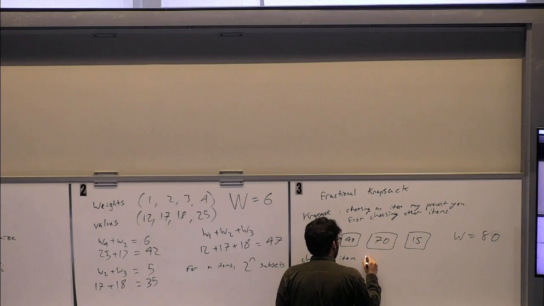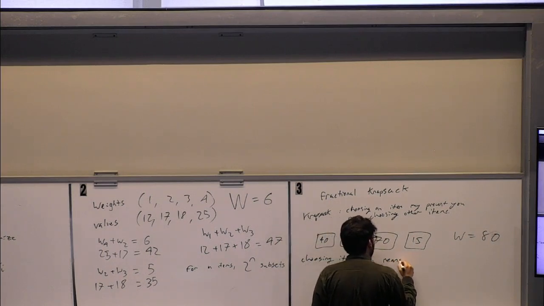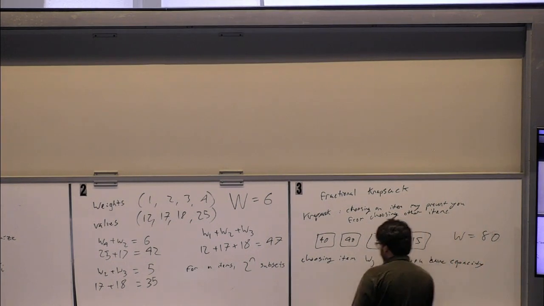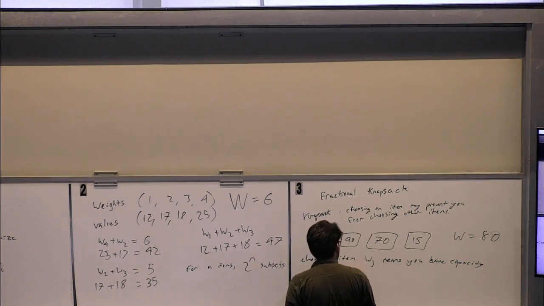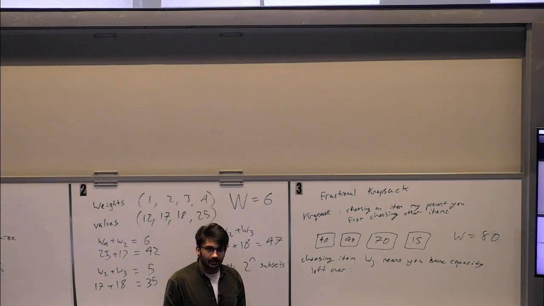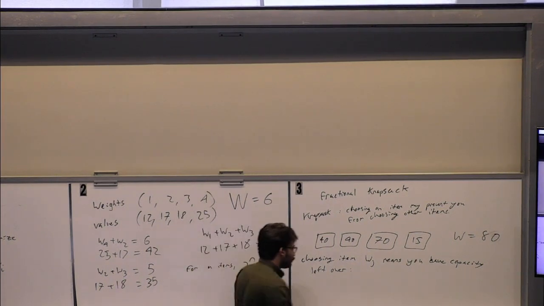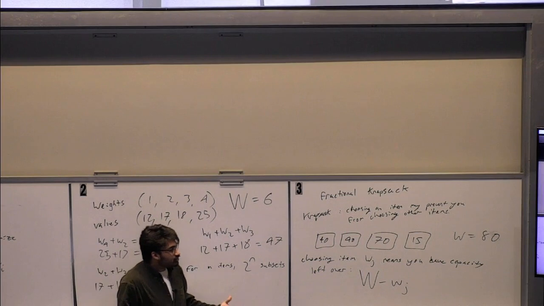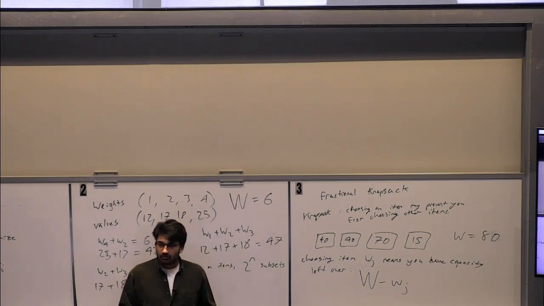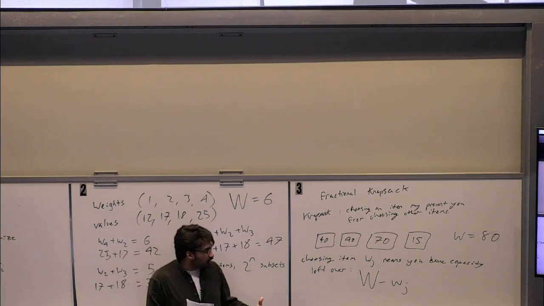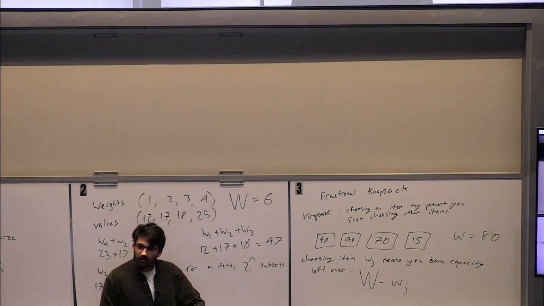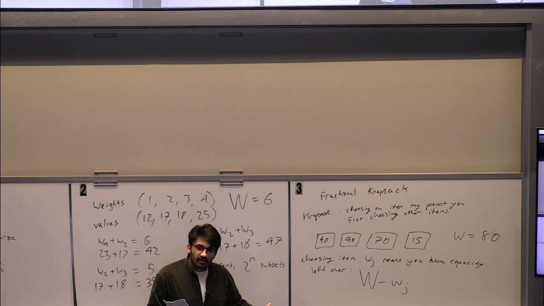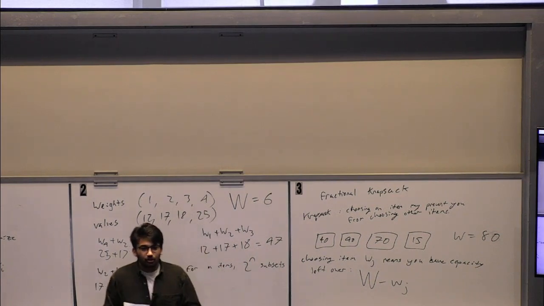So choosing item WJ means you have capacity left over. If you choose item WJ, what is the capacity that's left over? W minus WJ. Right? Now, W minus WJ is going to be a smaller problem. So you can simply compute W minus WJ somewhere else in the table, and then you may call upon that solution later on. So choosing item WJ will be a function of the solution for the capacity of W minus WJ.